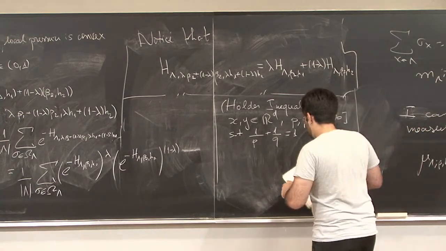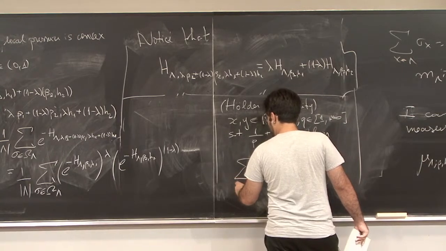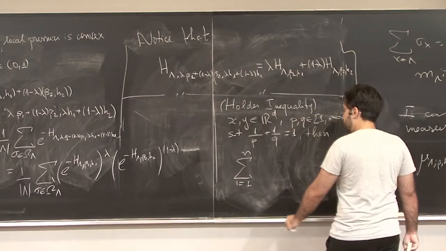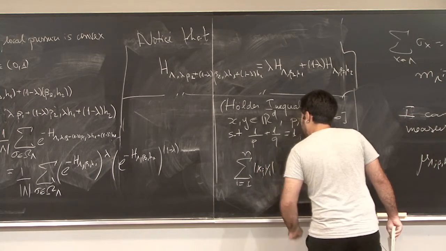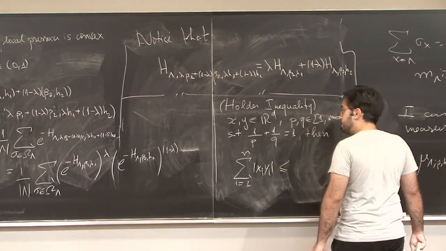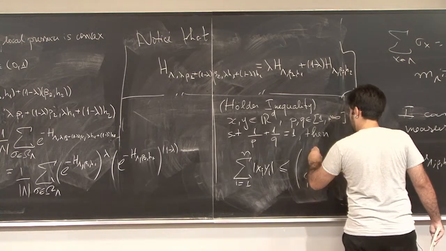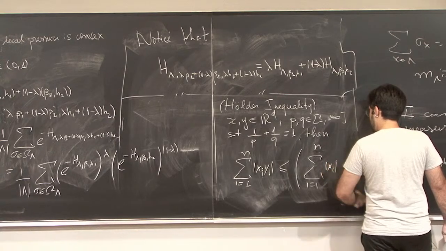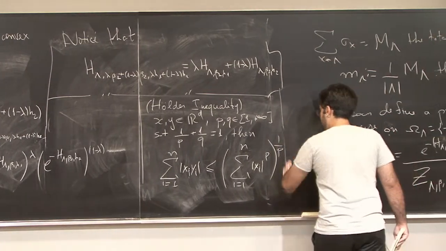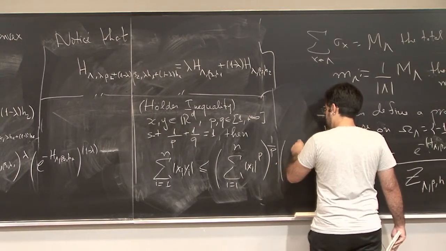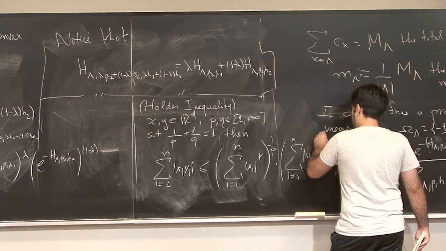Then the following holds. The sum from 1 to n of the absolute value of the product of the coordinates of x and y will be less than or equal to the sum from 1 to n of the absolute value of x to the power p, all to the power 1 over p, times the sum from 1 to n of the absolute value of y to the power q, all to the power 1 over q.